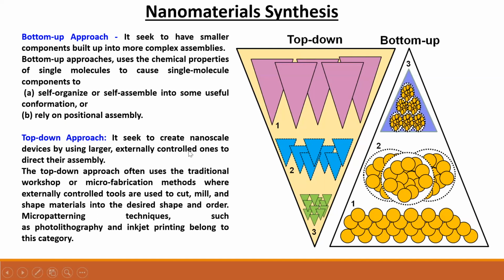Whereas the top-down approach seeks to create nanoscale devices by using larger, externally controlled ones to direct their assembly. The top-down approach often uses the traditional workshop or macrofabrication methods where externally controlled tools are used to cut, mill, and shape materials into the desired shape and order. Micro-patterning techniques such as photolithography and inkjet printing belong to the top-down approach.